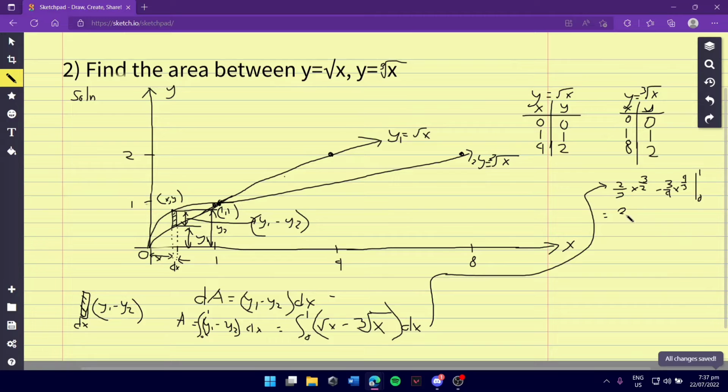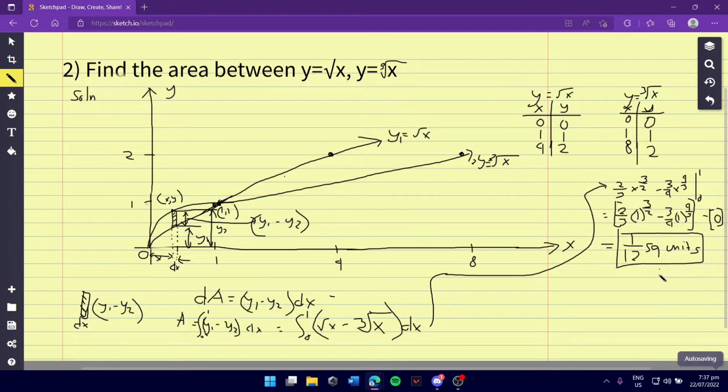So your answer now is 2/3 times 1 raised to 3 halves, and then minus 3/4 times 1 raised to 4/3. And then this is your first substitution, and then next is 0. Then if you simplify this, your final answer will end up 1/12. And then the unit of measure is square units. So now this is your answer in the vertical strip.